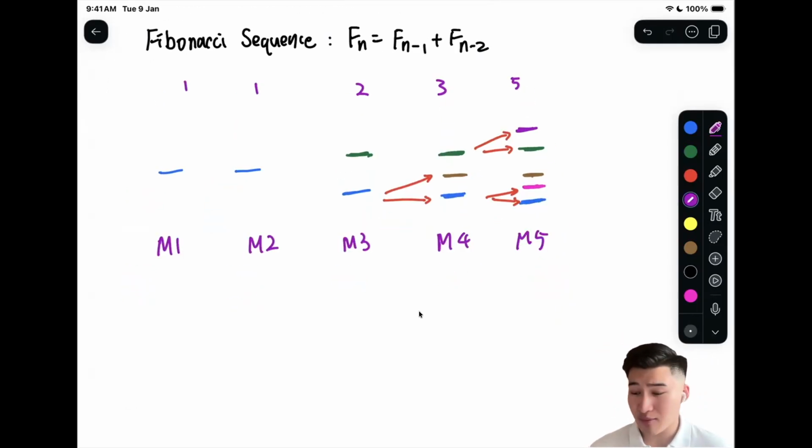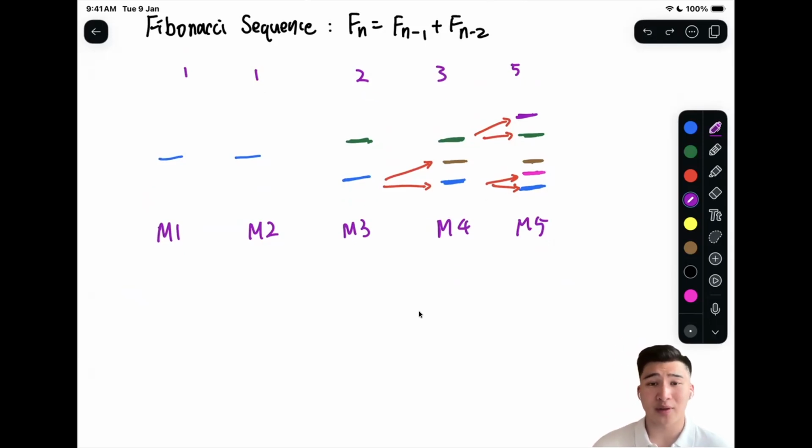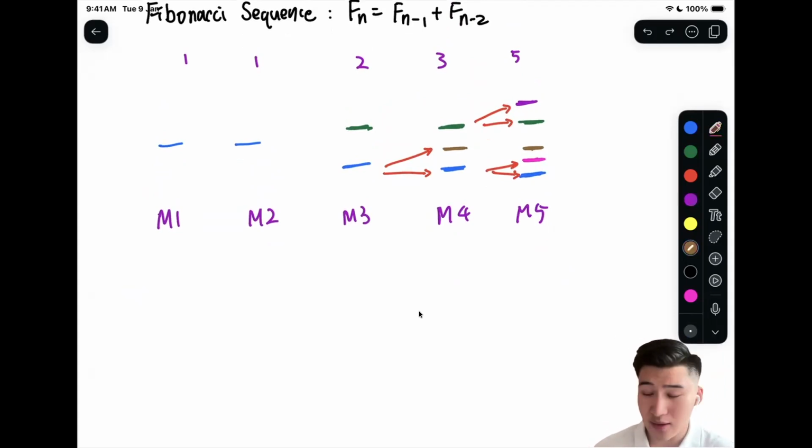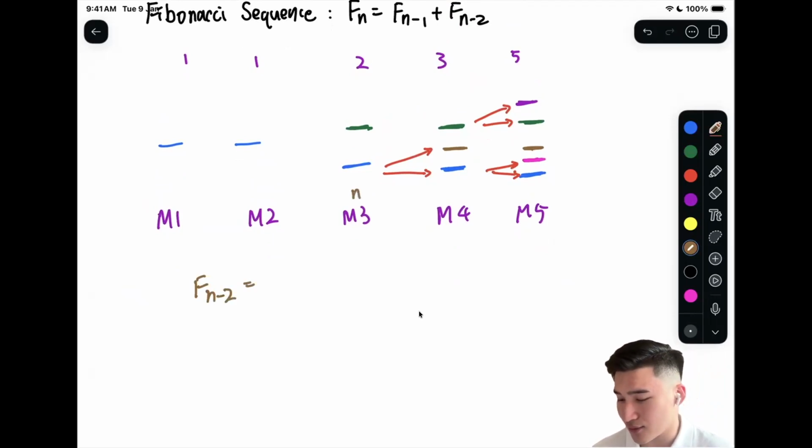So now looking at the numbers, 1, 1, 2, 3, 5, this is actually a Fibonacci sequence. And now we can write a formula to show that it is the same as the Fibonacci sequence. So looking here, we have Fn minus 2. What is Fn minus 2? We have to define n first. So let's define n as number 3 here.